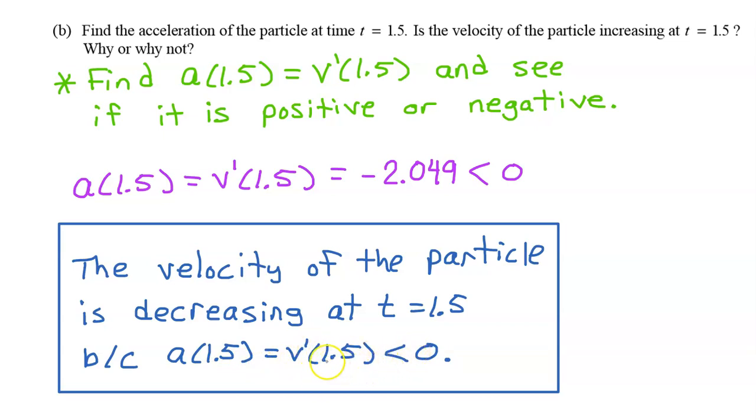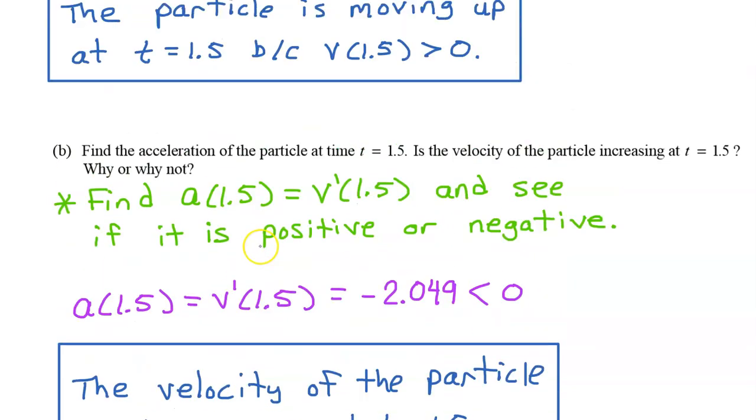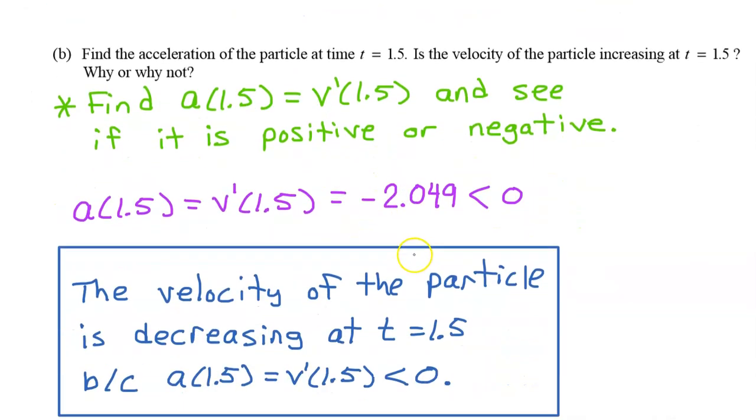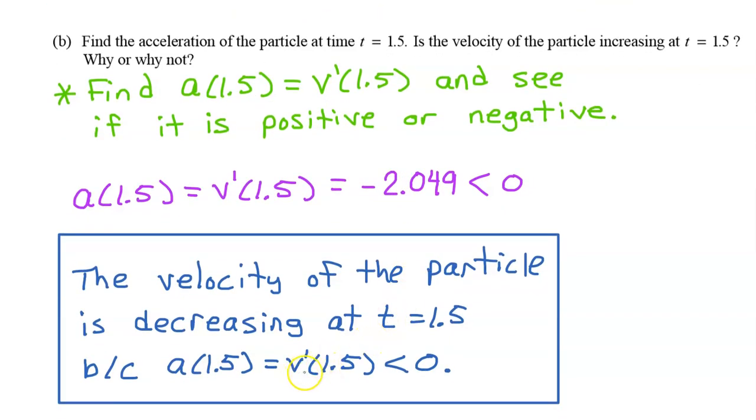Notice that I'm going out of my way to mention v prime instead of just saying acceleration. That's because we are given the velocity function. We are not given the acceleration function. So all of our justifications must be in terms of velocity. That's why I'm saying v prime at 1.5 instead of just saying acceleration at 1.5.